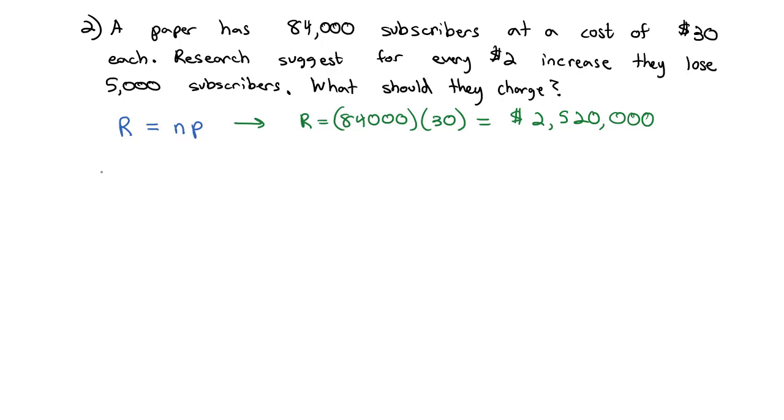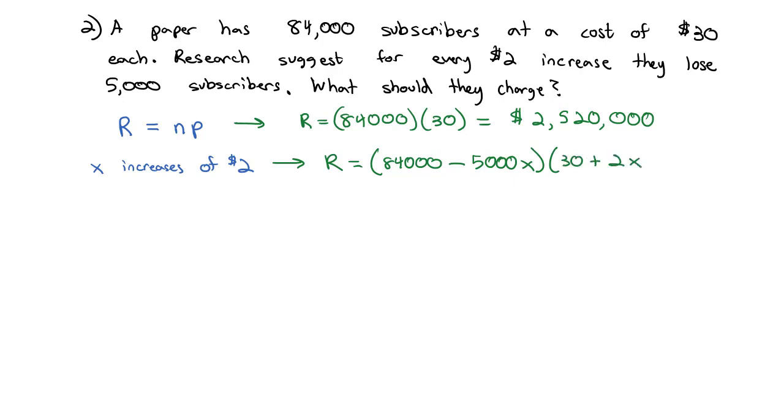Now, if we are going to do x increases of $2 each, what's that impact going to be on the revenue? Well, we're going to lose subscribers, so that N is going to reduce. There were 84,000 subscribers, but we're going to lose or subtract 5,000 subscribers for every x, or every increase of $2. Times the price. Well, what's happening to the price? The price was 30, but it's increasing $2 for every single one x of these increases.